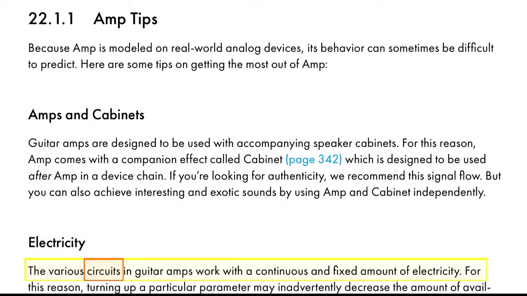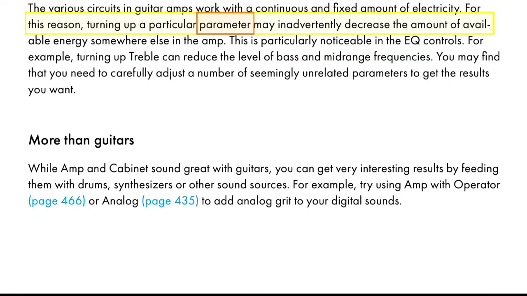Electricity. The various circuits in guitar amps work with a continuous and fixed amount of electricity. For this reason, turning up a particular parameter may inadvertently decrease the amount of available energy somewhere else in the amp. This is particularly noticeable in the EQ controls. For example, turning up treble can reduce the level of bass and mid-range frequencies. You may find that you need to carefully adjust a number of seemingly unrelated parameters to get the results you want.